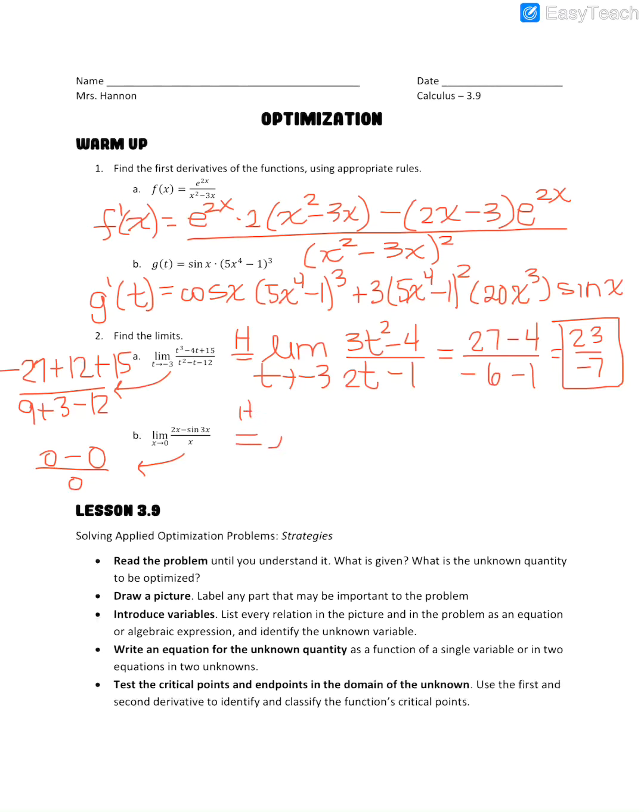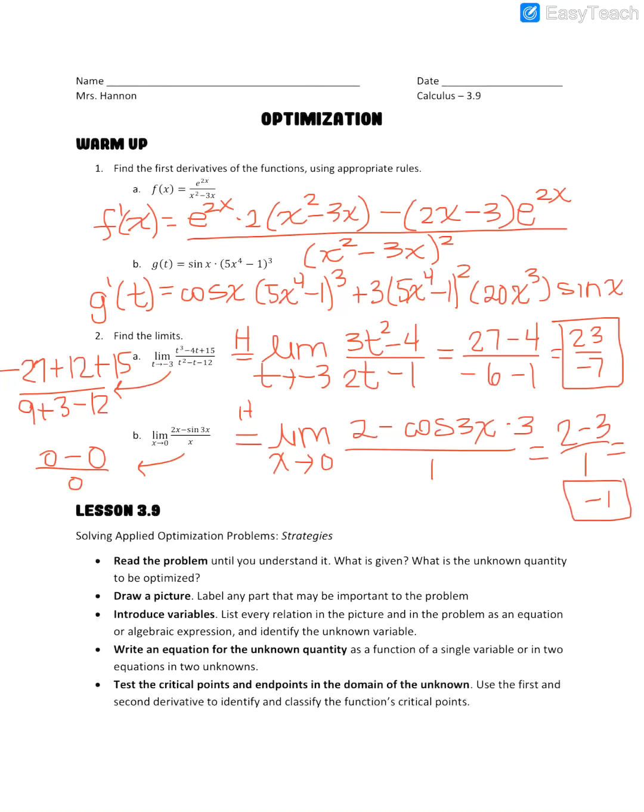So I'm going to do the limit as x approaches 0. On the top, the derivative is 2 minus cosine 3x times the derivative of 3x, which is 3. On the bottom, the derivative is 1. So now when I plug in 0, cosine of 0 is 1. So I get 2 minus 3 over 1, which is negative 1.